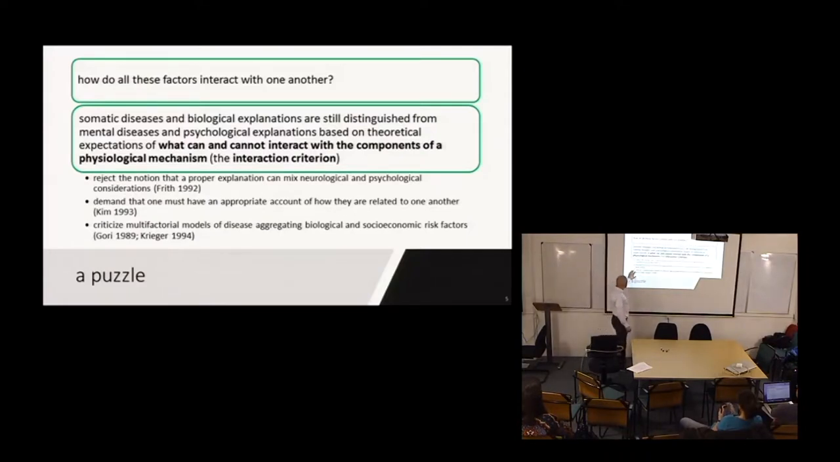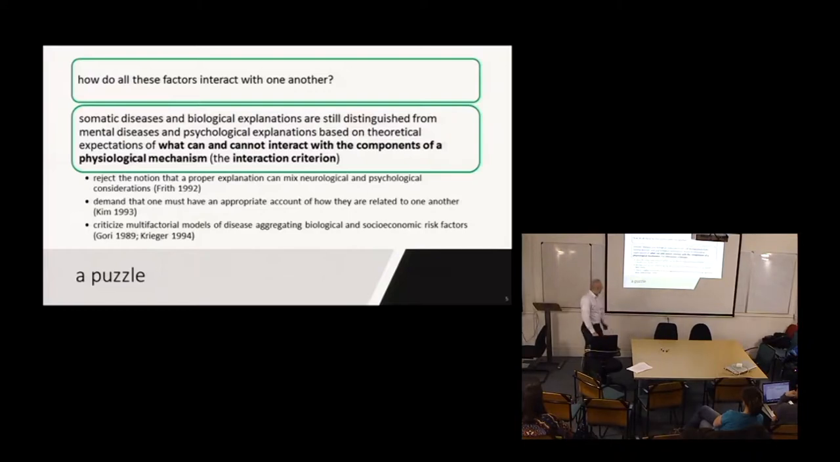So there's quite a lot of critiques. One would be from psychiatrists, who would argue that they reject the notion that the proper explanation can mix neurological and psychological considerations. So some people write that either you have a psychological explanation, a psychological model, or you have a biological model and a biological explanation. You can't have something like a biopsychosocial model that mixes everything together. Philosophers, just physicalists, can demand that one must have an appropriate account of how these things are related to one another. So this is just a demand for the interaction: specify the interaction. So basically they ask for a traditional kind of mechanistic explanation.